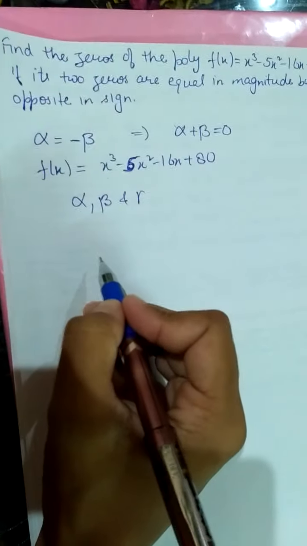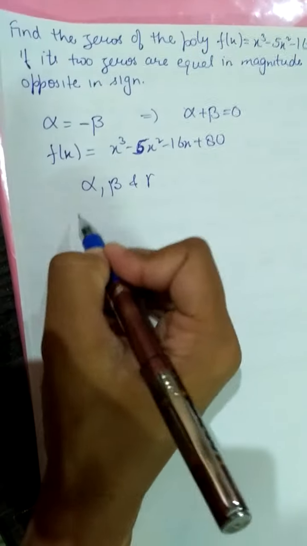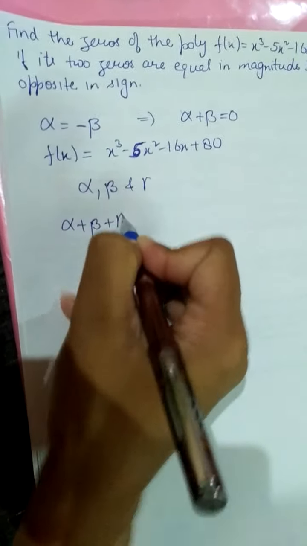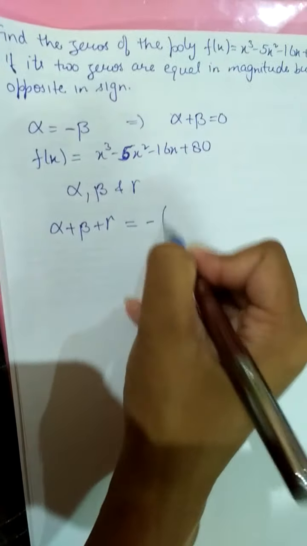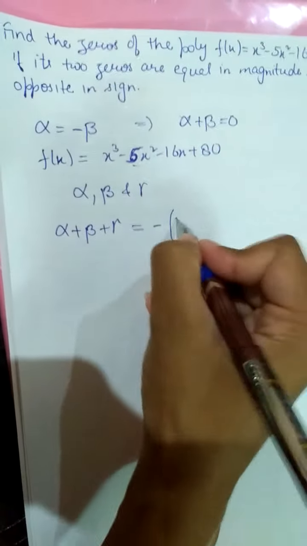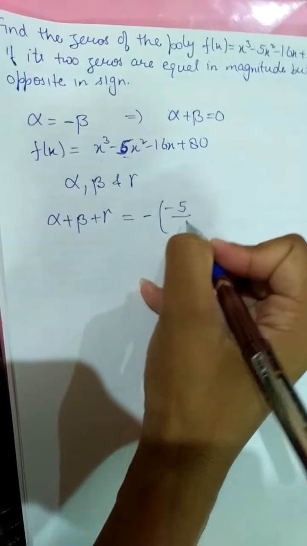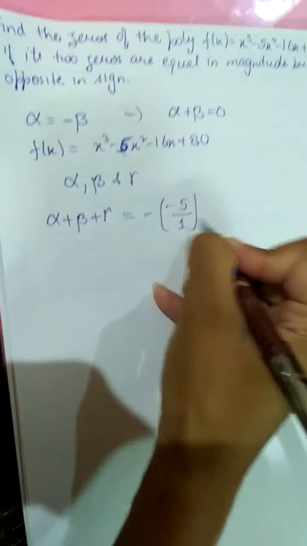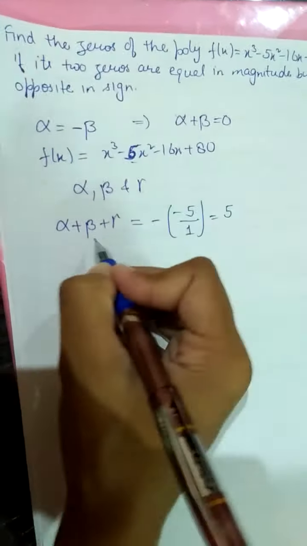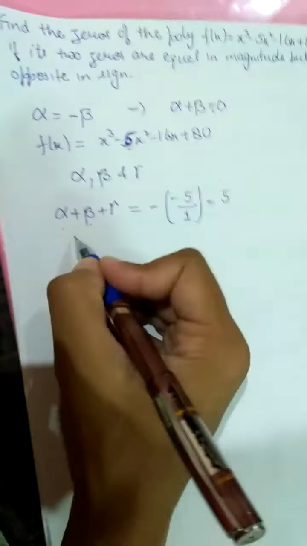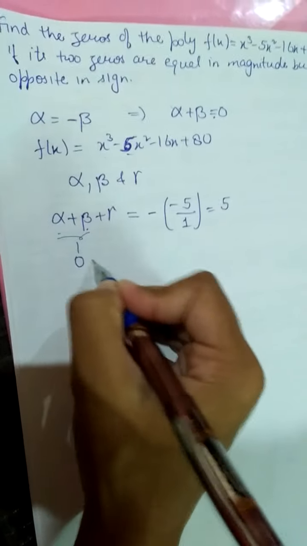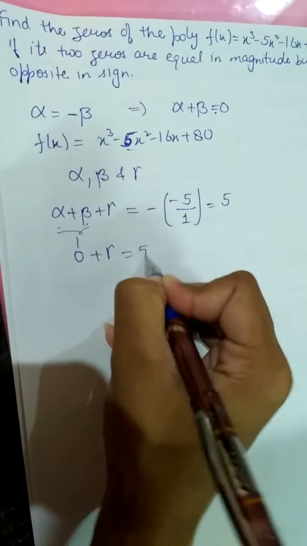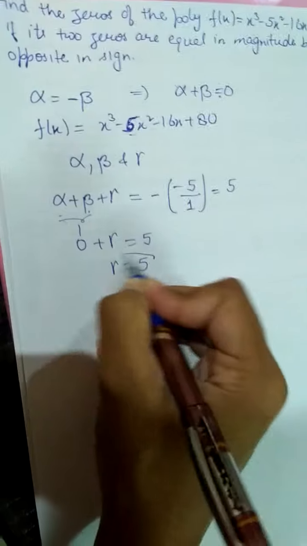So what we studied in the last video is that alpha plus beta plus gamma should be equal to the negative of the coefficient of x square, that is minus 5, divided by the coefficient of x cube, that is 1. So it is equal to 5. Now alpha plus beta is 0, so I can write 0, and then gamma is equal to 5. So the value of gamma is 5.